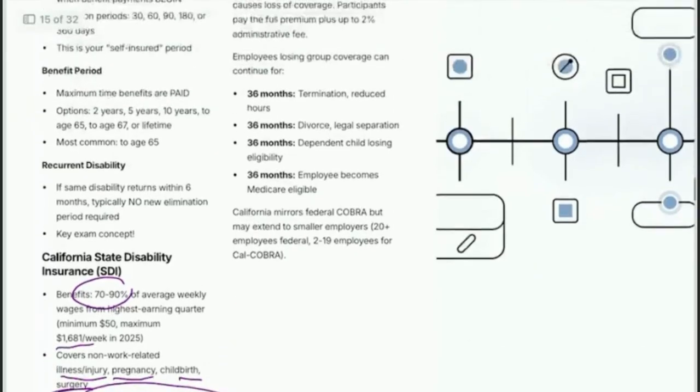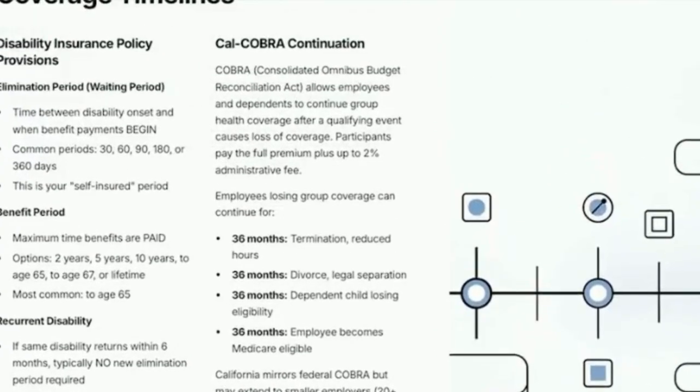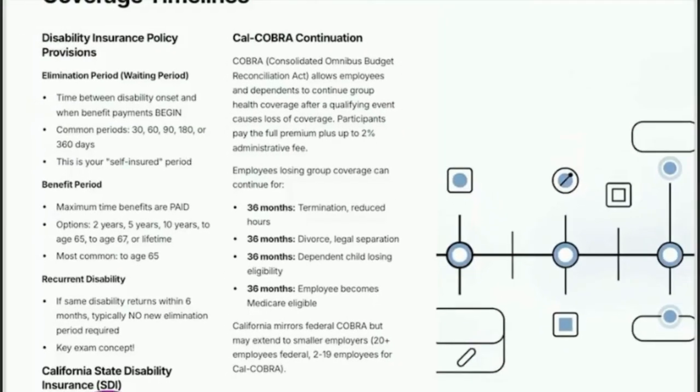And CalCOBRA. COBRA is the Consolidated Omnibus Budget Reconciliation Act, right? This is your right to continue your coverage once you are terminated or no longer with the company. It allows employees and dependents to continue group health coverage after a qualifying event causes loss of coverage. You're going to pay the full premium plus 2% administration fee.